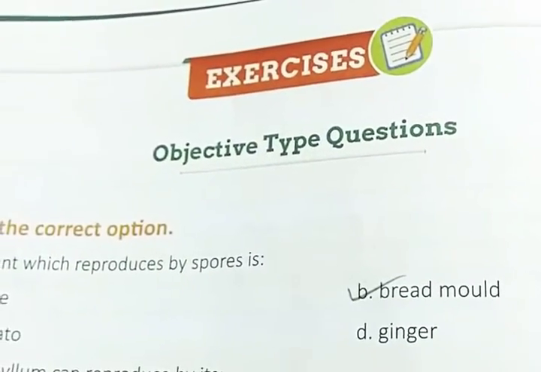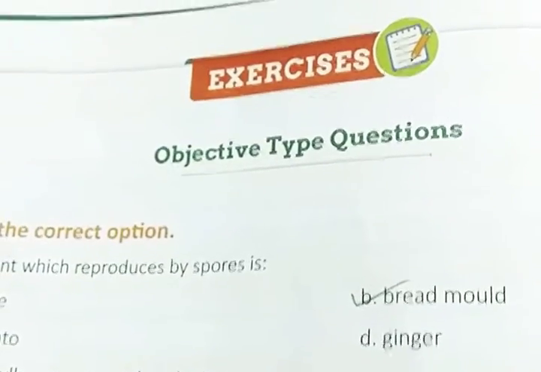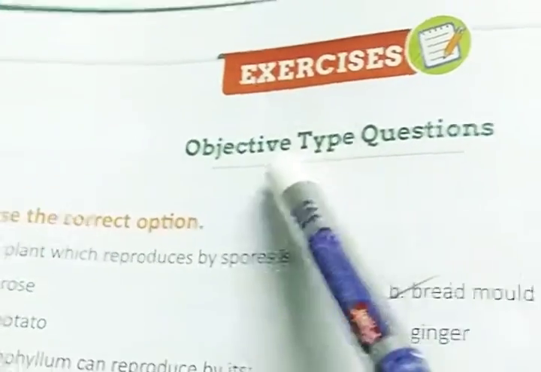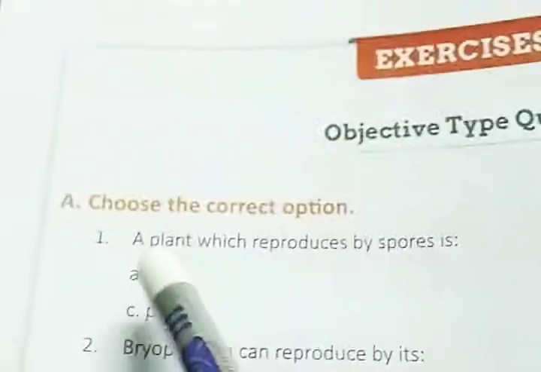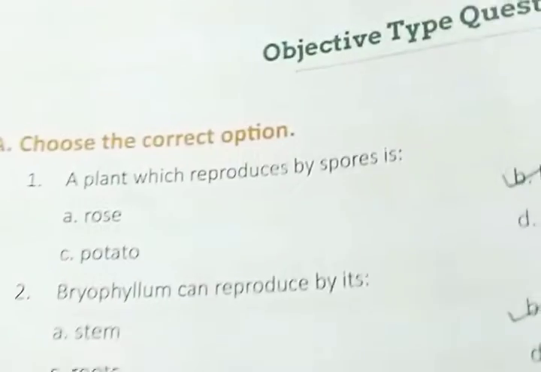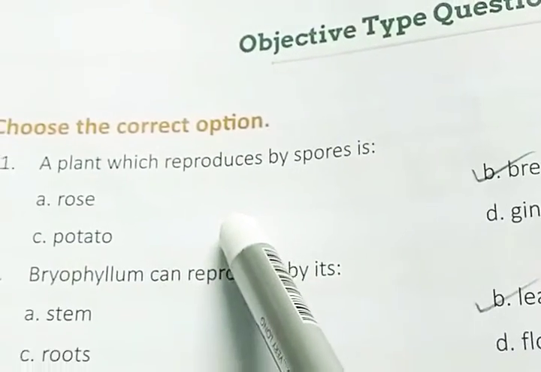In the last video, I already finished the chapter. Today I will discuss the exercise. So look at the book. First, objective type questions. Choose the correct option. There are 4 options but I will say only the answer.